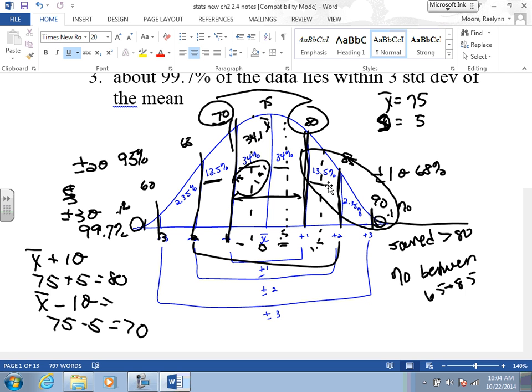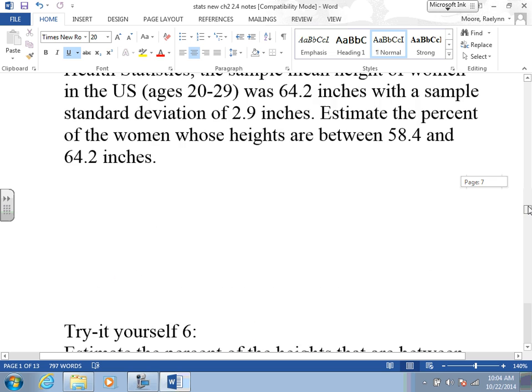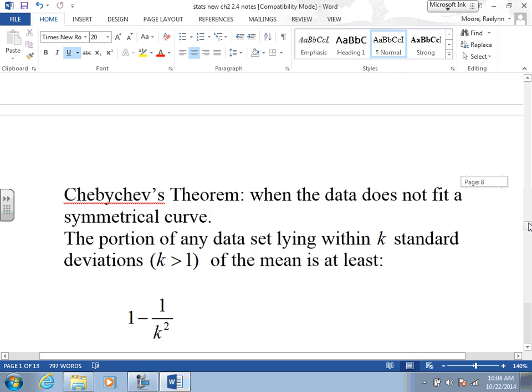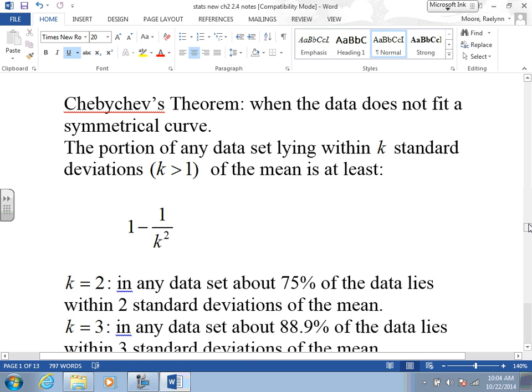Now, moving right along, sometimes you don't have a normal curve. Sometimes your curve is skewed, but you don't know where it goes. So we have a theorem called Chebyshev's theorem. And Chebyshev says if you use this formula, you can approximate the percentage of where your data lies. You're going to find out where your standard deviation is first, and then you're going to put your standard deviation into here. This is where we slide our standard deviation in.